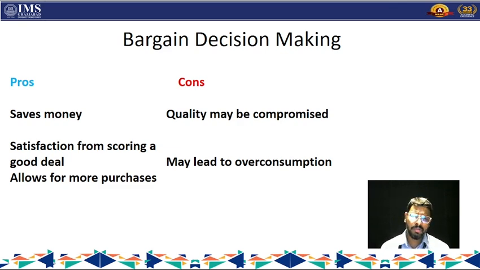But there are demerits also. One is that the quality may be compromised, which I have already discussed. Second is that it may lead to overconsumption. Overconsumption means that each and every product satisfies your need, but on the basis of economical products and bargaining decision making, we purchase a lot more products, right?